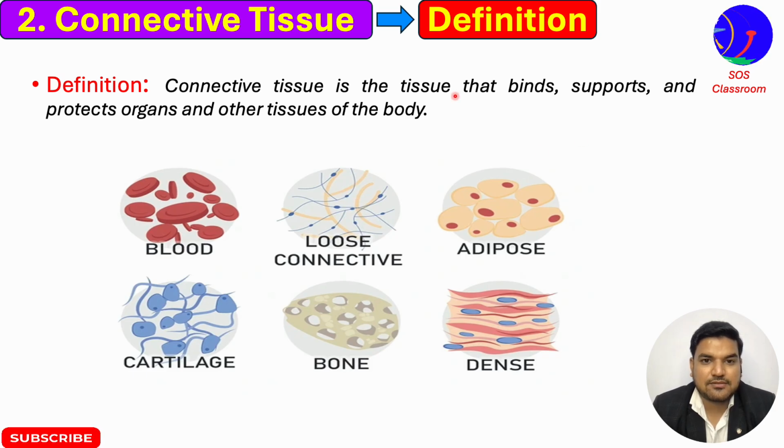Connective tissue binds, supports and protects organs and other tissues of the body. You can see these are the different types of connective tissue: blood, loose connective tissue, adipose, cartilage, bone and dense. So first of all, discuss the composition of connective tissue. What are the compositions of the connective tissue?